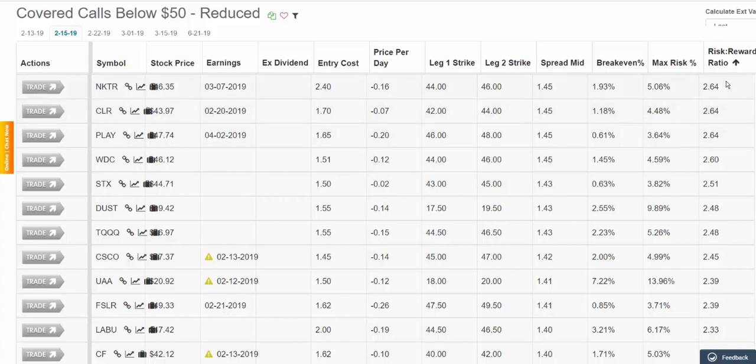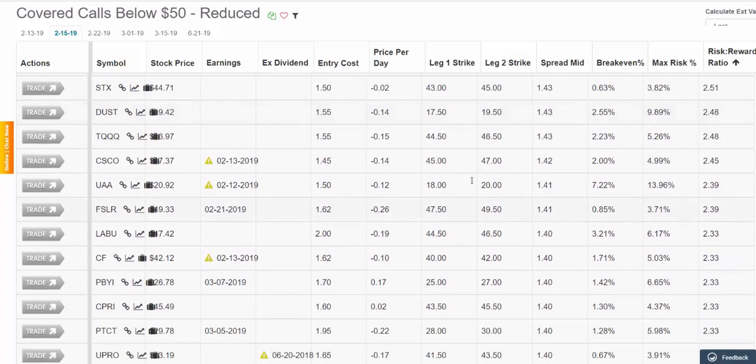Likewise, the play in NKTR, just from a purely statistical outlook, is a little bit better than the play in CLR. And one of the better ones, and I'm actually in this in a different strategy, not with my covered calls, but I'm actually in DUST in a different one, but it is very good as far as the opportunity in a covered call.